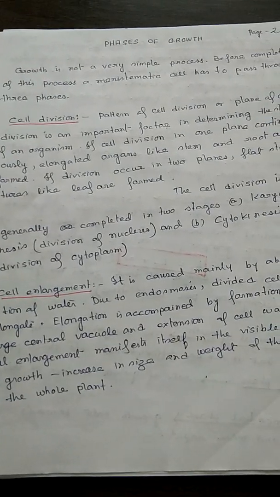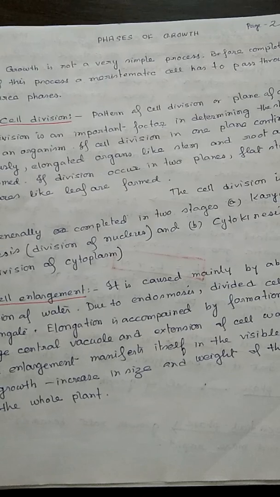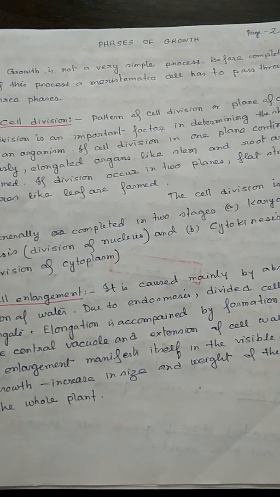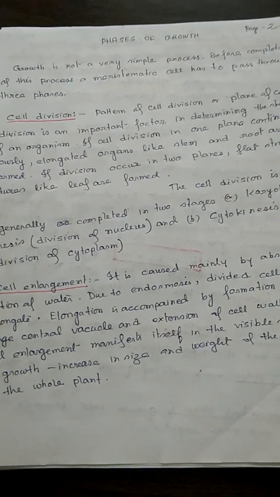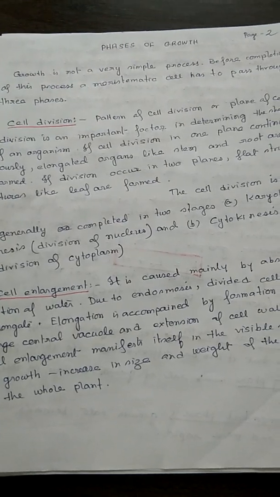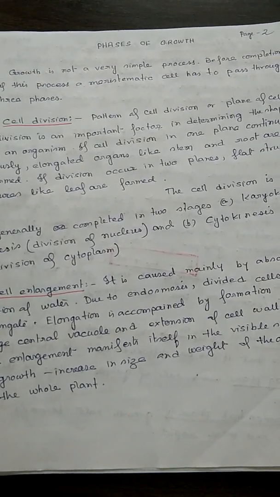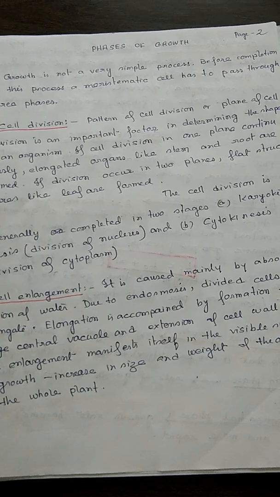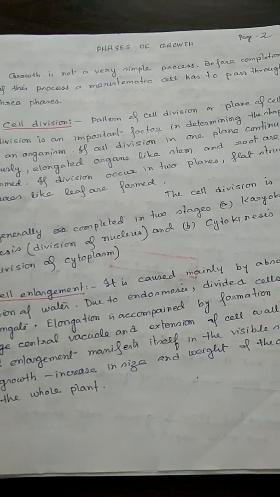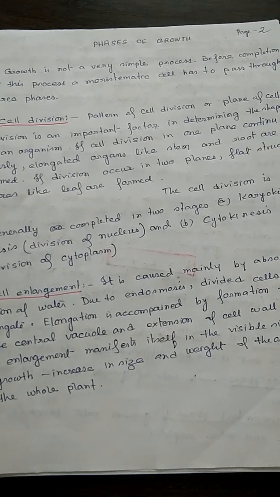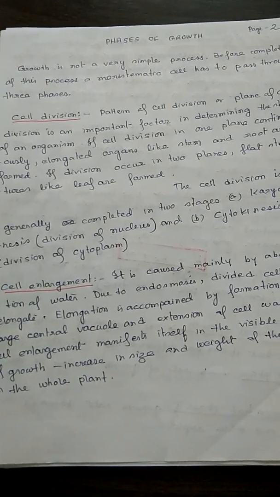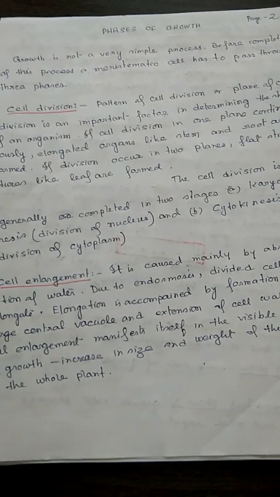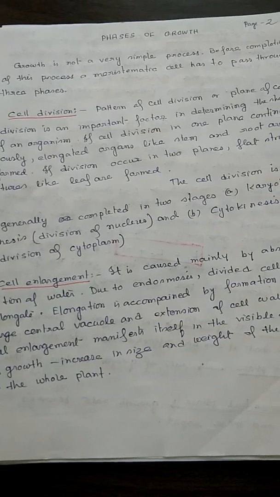Now growth is not a very simple process, and in plants it is a continuous process. In animals it ceases, or senescence takes place, and after a particular period of time growth stops, but in plants continuous growth takes place. Now what are the different phases of growth? One is cell division, then the next one is cell elongation.